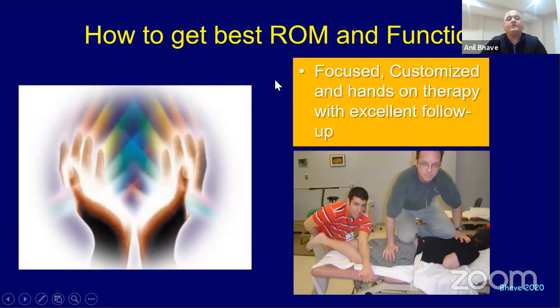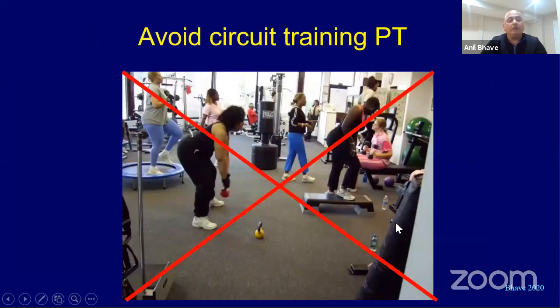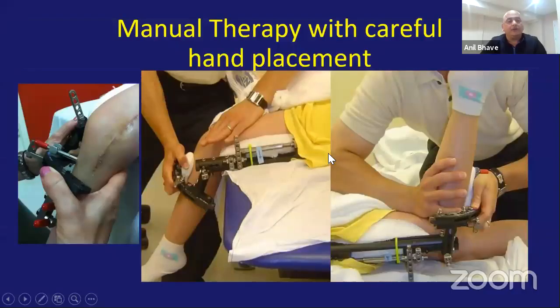So how do you get the best range of motion and function? You have to have a focused, customized, hands-on approach initially for all our patients. Sending a limb lengthening patient to a therapist that does what we call circuit training therapy is a bad thing. They must be hands-on therapists. At least I definitely feel that for all my orthopedic patients, but definitely for limb lengthening and deformity correction patients, you can't use this type of approach. It's bad for them.